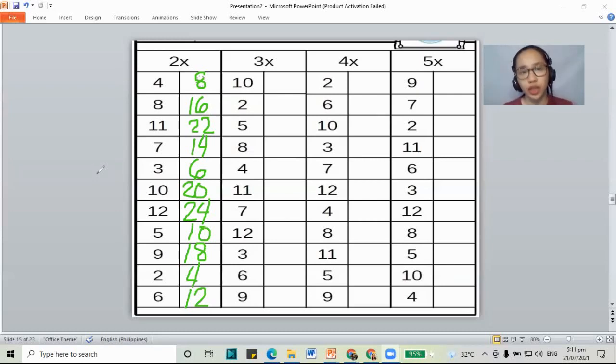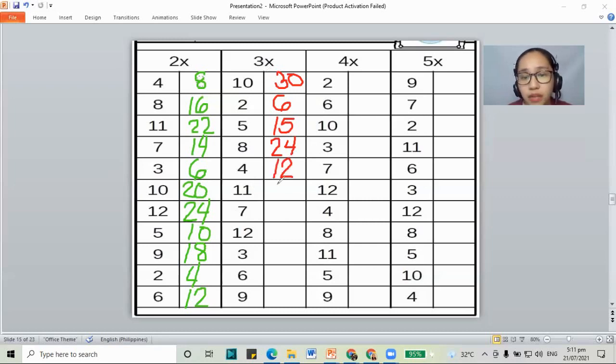How about for 3? Let's try. 3 times 10, that is 30. 3 times 2, that is 6. 3 times 5, you get 15. 3 times 8, you get 24. 3 times 4, this is 12.